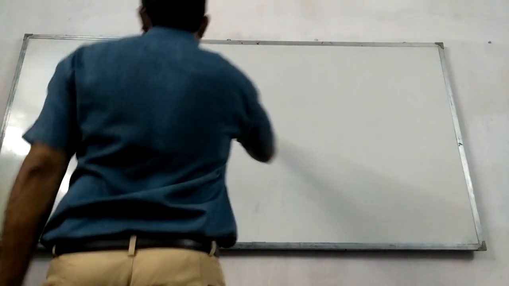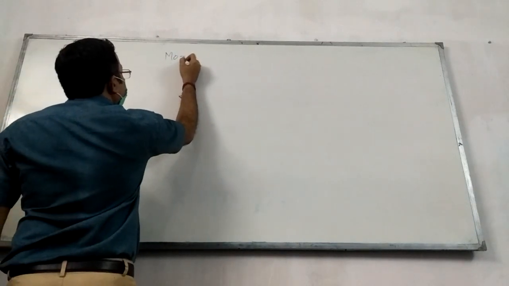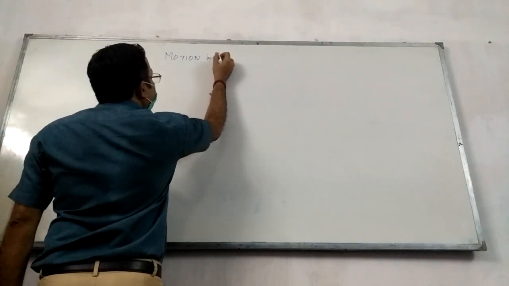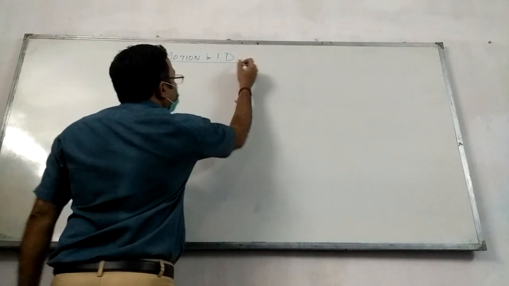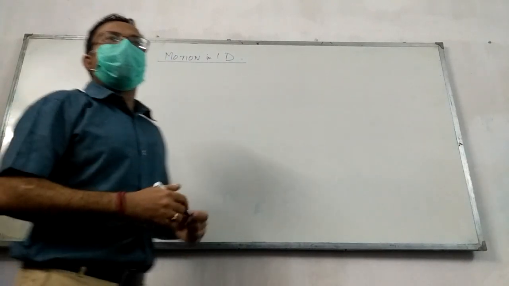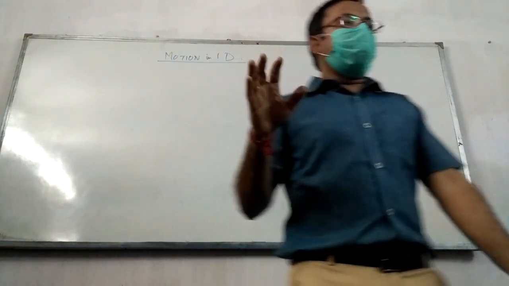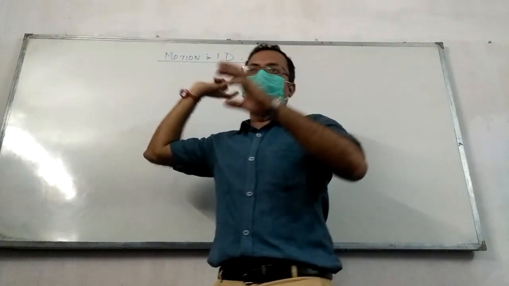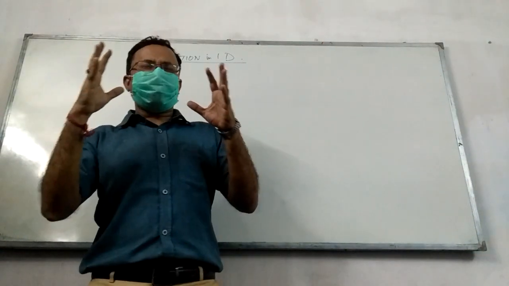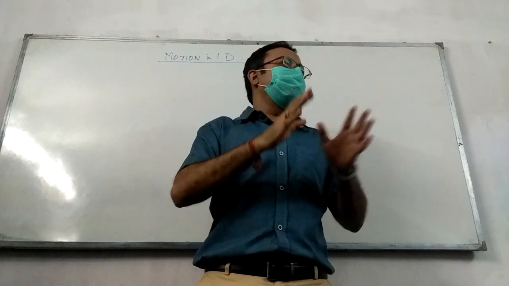Well, so we are starting off with motion in 1D, one dimension. Okay? Now, before we start off with motion in one dimension, I'll just go back to class 9 once and go for a flashback and see what we have done.